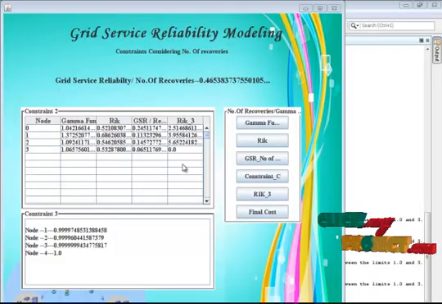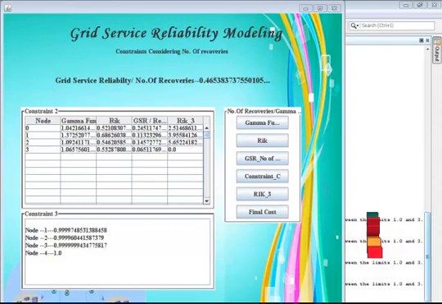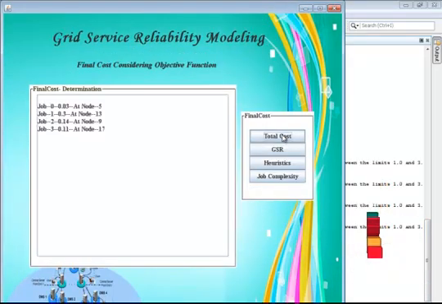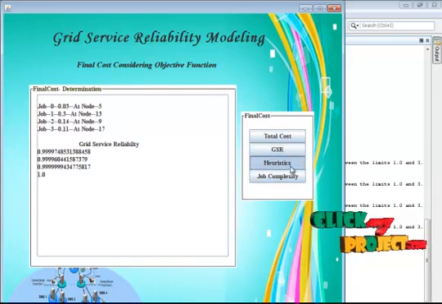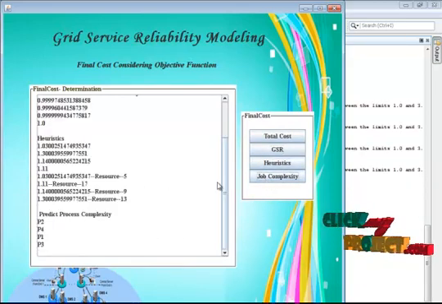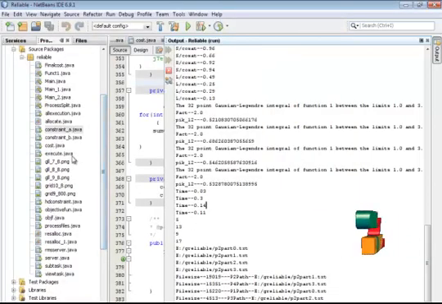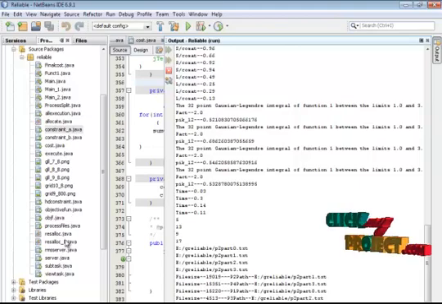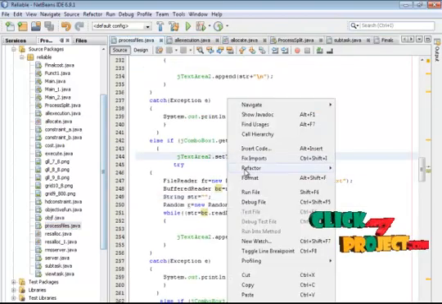Then in this form, two things, that is with recoveries and without recoveries, are considered. So these are the constraints without recoveries, and this is the cost for overall recoveries. Okay, and after that, the total cost for each and every node is calculated, the GSR rate, and heuristic values are obtained. So out of this heuristic value only we are going to have the job complexity also. To run this, we need to click process file.java and start running it.